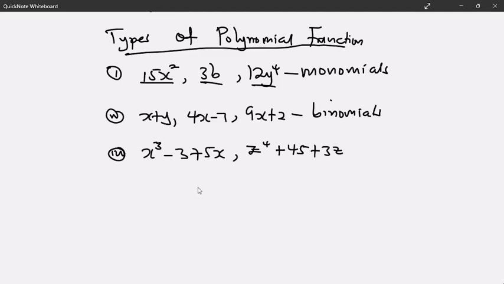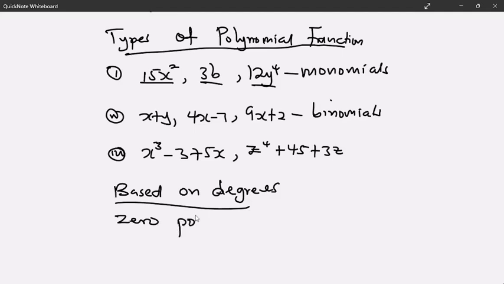Now, we can also classify polynomial functions based on their degrees. And for classifying polynomial functions based on their degrees, we're going to have four common types of polynomial functions. Now, the first one is called zero. So classifying polynomial functions based on degrees, we have what we call a zero polynomial function.